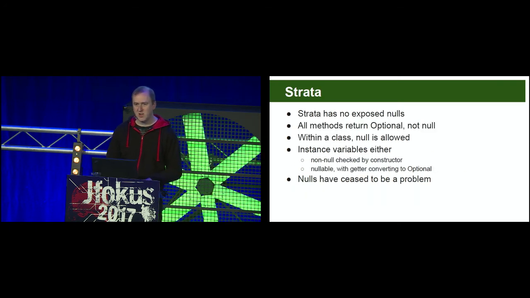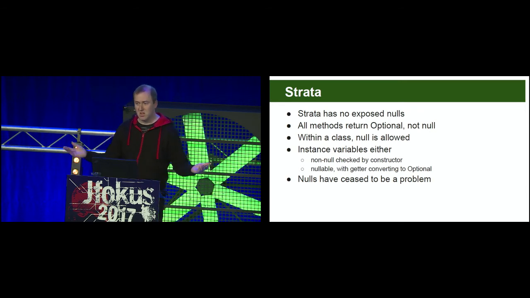Can this work as a strategy? Yes. So Strata is a relatively large code base. It took 2 years to write, and it has no exposed nulls whatsoever. If you call a method on Strata, you will not get null returned. All the methods return Optional. Only within a class will you see a null. So those instance variables store null, or they're not null checked by the constructor, with the getters returning Optional.